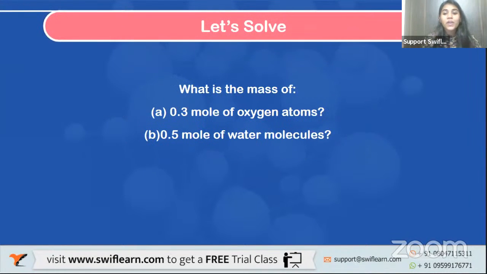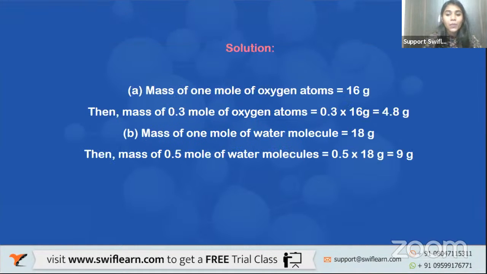Okay, now we know that the mass of one oxygen atom is 16. So 16 into 0.3. If you take 16 into 0.3, you will get a total of 4.8 gram. Now, the mass of 1 mole of water molecules is 18 gram. So the question is how much is there in 0.5 mole of water. So 0.5 into 18 gram, just multiply both of them, and we get 9 gram, which is the answer.